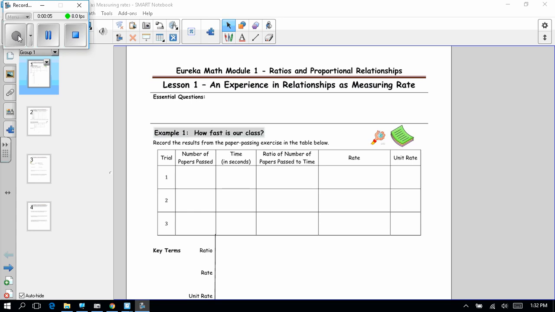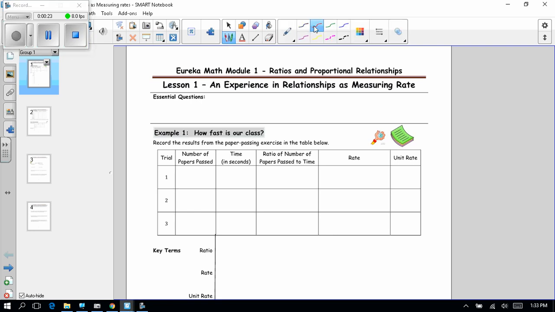We're going to start off with our first lesson in our first module. It's an experience in relationships as measuring rate. I'm on page 2 of our book. You'll see the essential questions up there at the top of the page, and I want you guys to write in the following questions, all right?